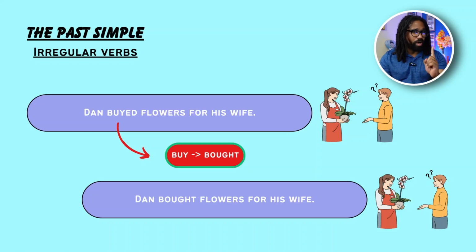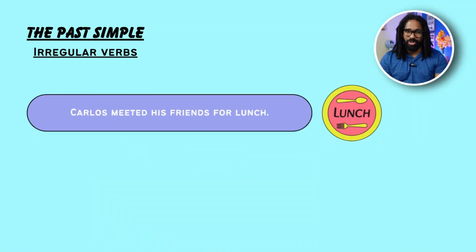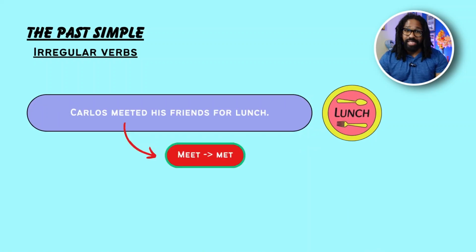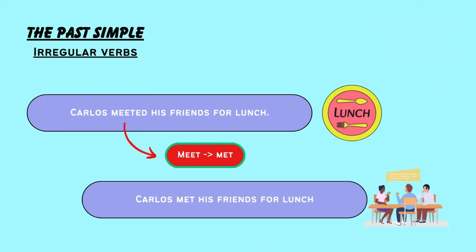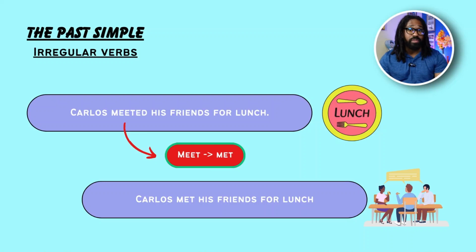Let's try one more. I believe you know by now that this sentence is incorrect. And I'm sure you know that the problem is with the word meeted. Meet is another one of those rebellious individual verbs. And to say meet in the past is met. So, how can we say this sentence correctly? That's right. Carlos met his friends for lunch.